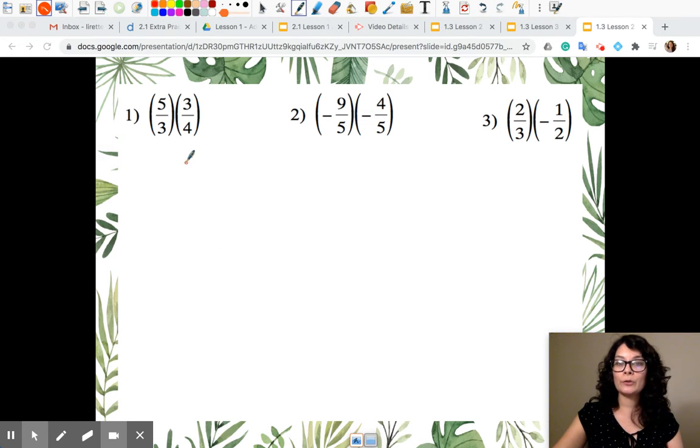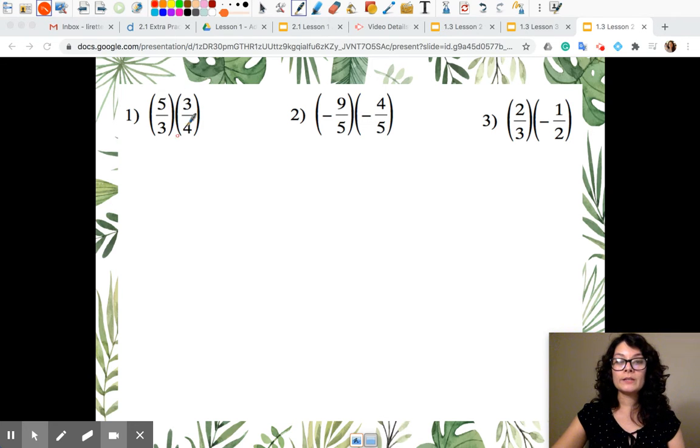So the nice thing about your calculator is your calculator will actually reduce these answers for you when you multiply them. And the nice thing about multiplying fractions is that we don't need to find the LCD. We can just multiply straight across. So I'm going to go through these and show you how to do them without a calculator, but I encourage you to keep practicing using that ABC button.